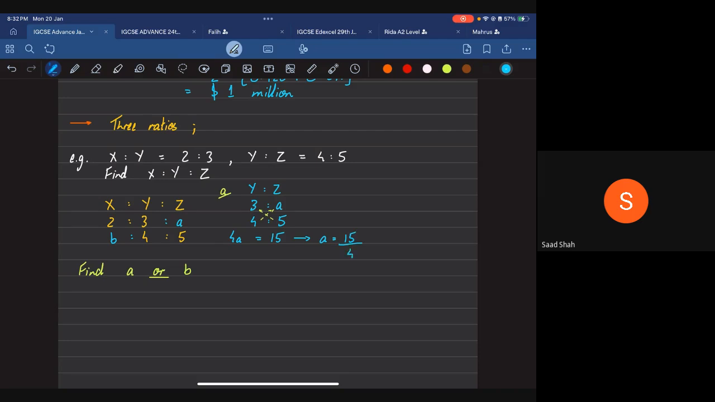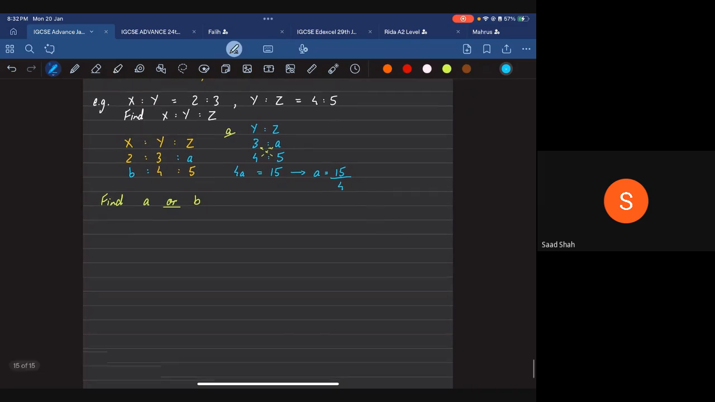Now, if I'm only using A to get my answer, how will I do so? I will write down my ratios again, which are X, Y, Z. I'm simply going to put down their ratios again, like this. But now I know the value of A. So I can simply write my ratios down as 2 ratio 3 ratio 15 over 4.